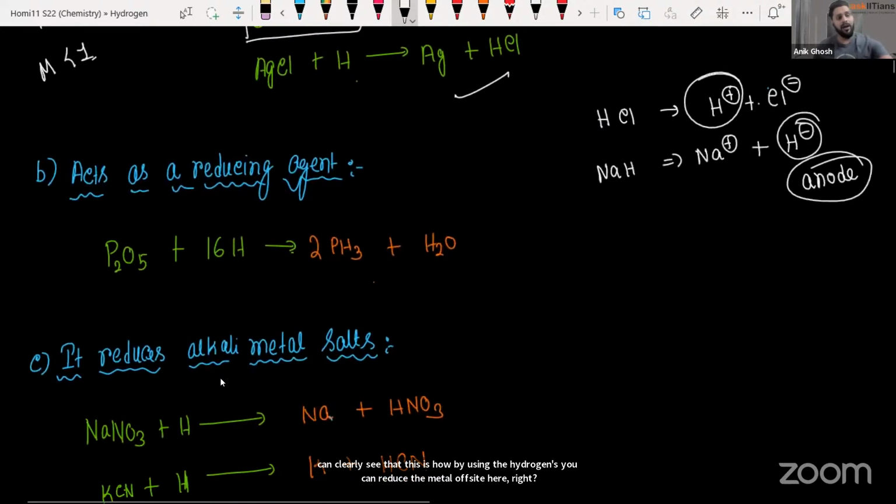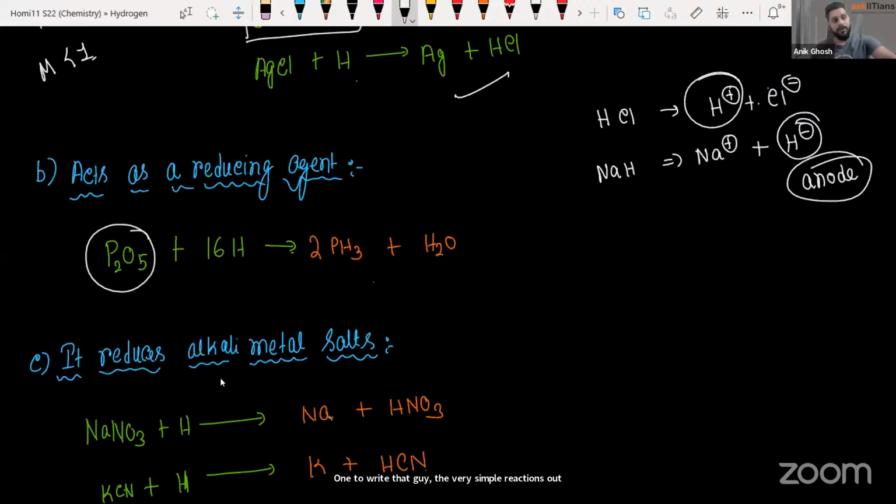Now, in which other ways can it act as a reducing agent? Even for non-metal oxides, if you react them with hydrogen, you still get reduced products. As you can see, P2O5 turns into PH3. You don't have to remember these reactions, guys. I'm just giving you examples of how they act as reducing agents. Whenever you react an oxide with hydrogen, you reduce it and form water, and the non-metal is written in its most reduced form, so PH3 here.